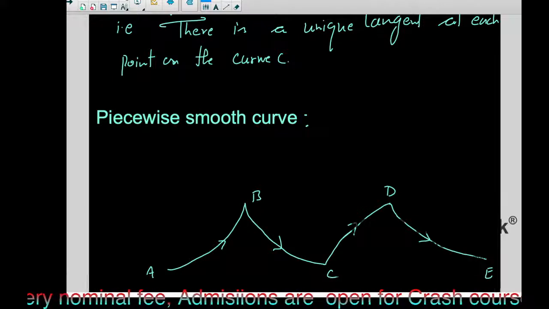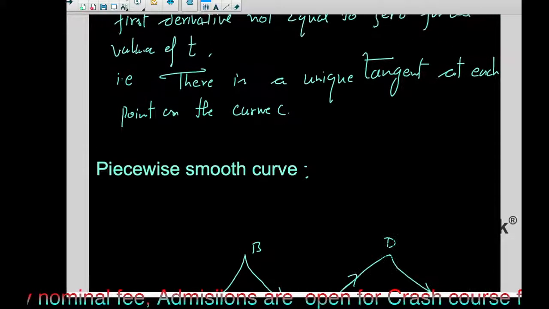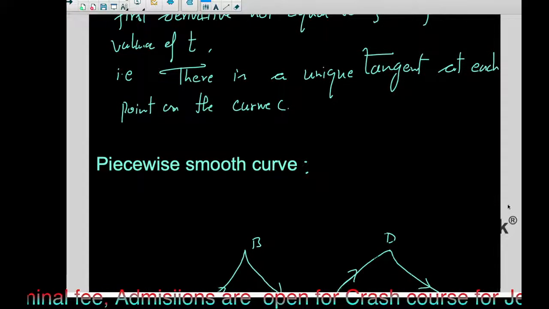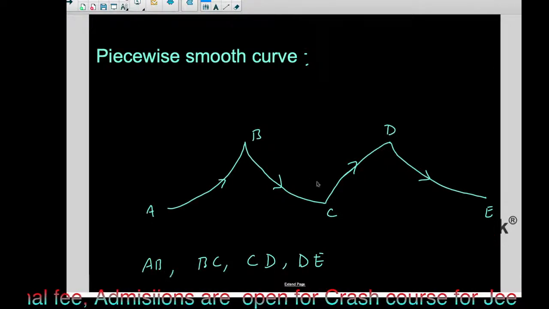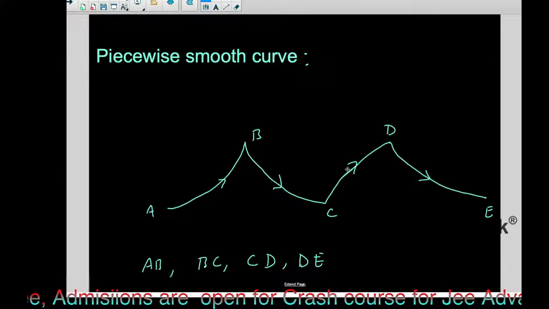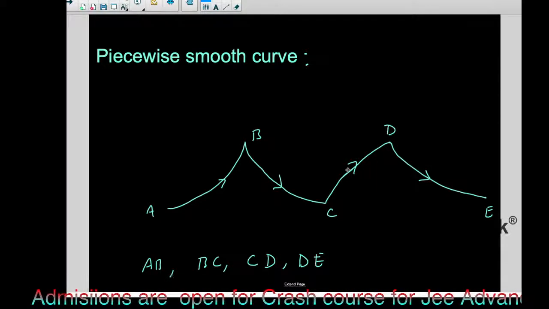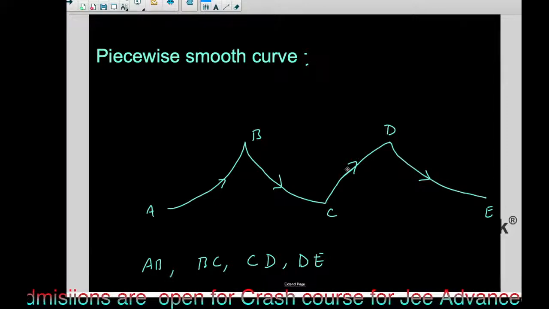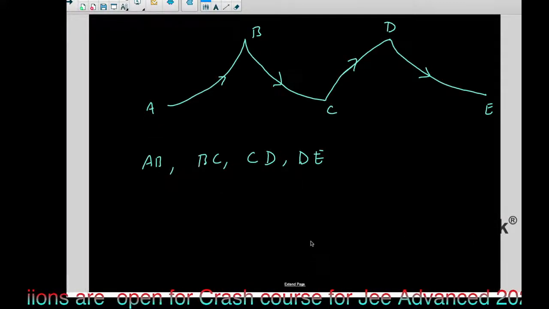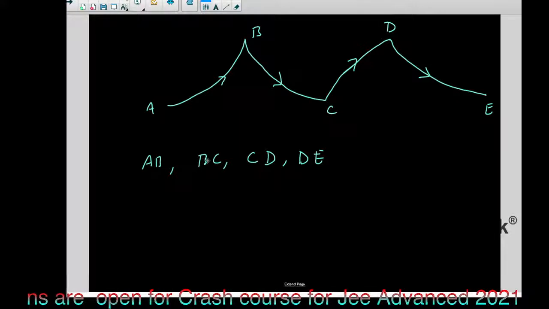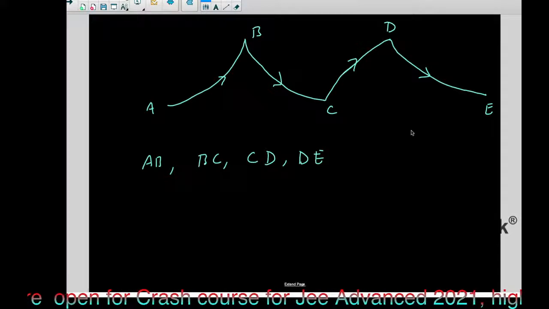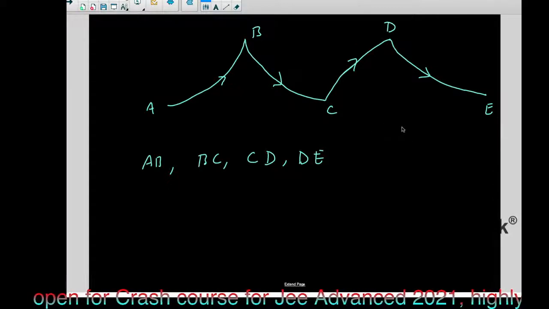Okay, no need to write the definition. A curve is said to be piecewise smooth if it is composed of a finite number of smooth curves. These are the smooth curves, right? Clear? Just like AB, BC, CD, DE, if we take the idea of a rectangle, the rectangle consists of these four pieces of smooth curves.